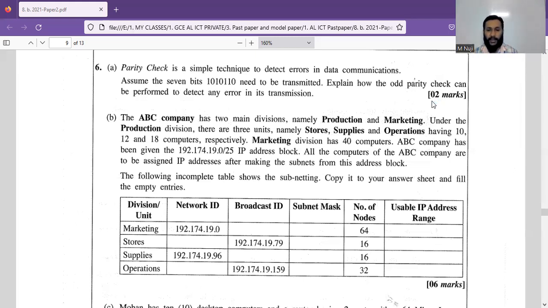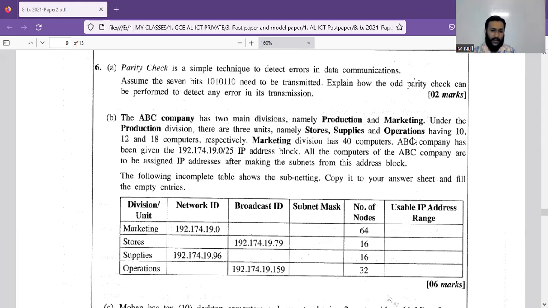And this relevant B part question is telling about VLSM. So fixed length and variable length subnet mask. Okay. FLSM means fixed length subnet mask. VLSM means variable length subnet mask.